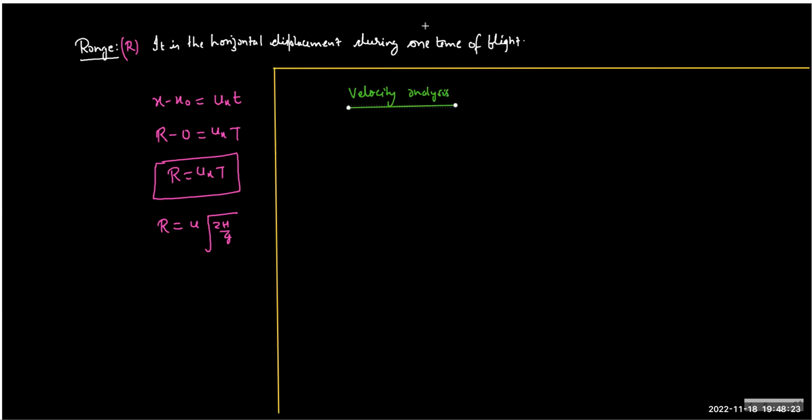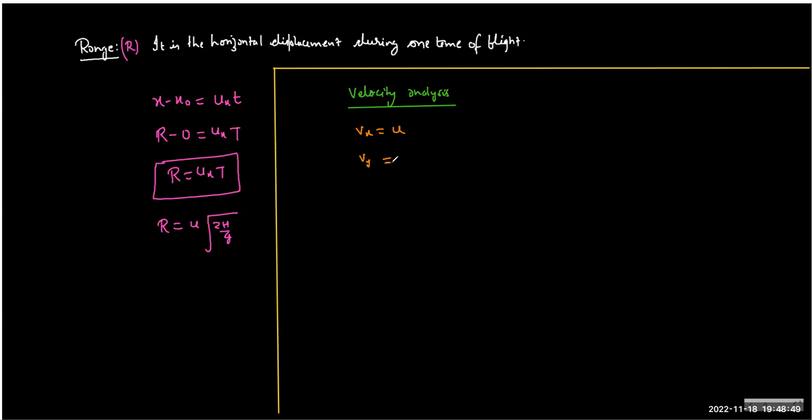Because we are talking about two dimensions, we can talk about Vx and Vy separately, as I said. So what is Vx here? Tell me, guys. Vx equals u, because there is no acceleration along x, so this is always u. This means Vx is a constant quantity and is not going to change.